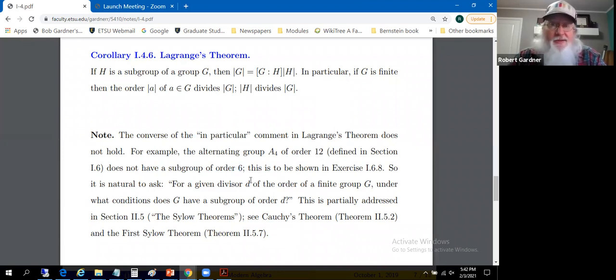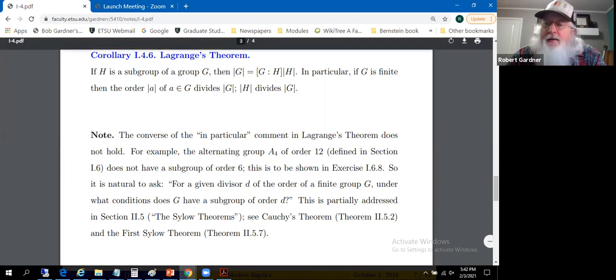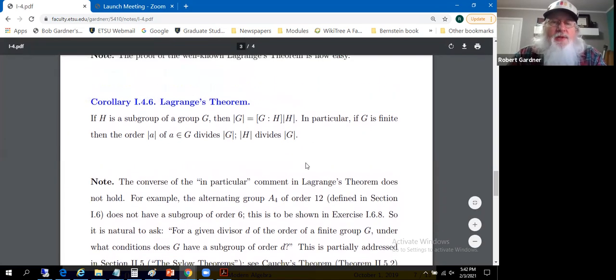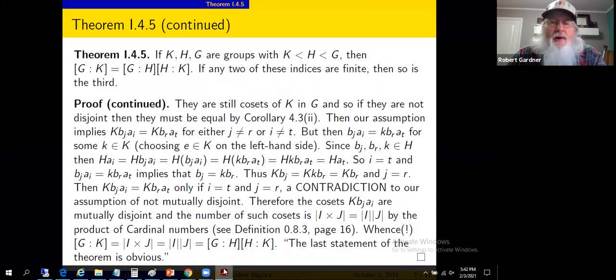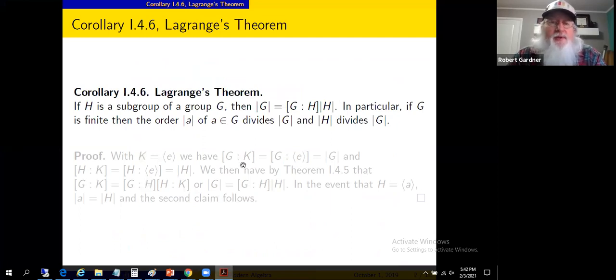It doesn't say every divisor of the order of the group implies there's a subgroup of that divisor order. We might then ask, given a divisor D of the order of a finite group G, under what conditions does it have a subgroup of that order? And we'll look into that some in chapter 2 in the Sylow theorems and in something called Cauchy's theorem. But let's go through the proof of Lagrange's theorem. We're set to go on this because we have that previous result.